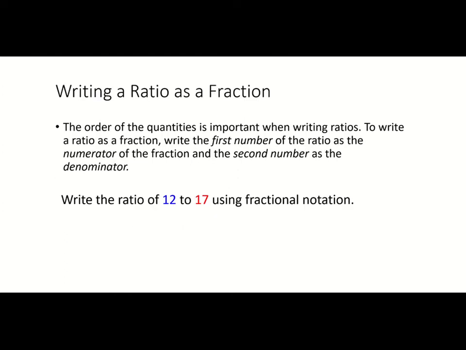One important thing to note when you write a ratio, if you have the ratio written out in words, the first part of the sentence is always the first number in the ratio or the numerator. The second number is your denominator. So if I were to write the ratio of 12 to 17 using fractional notation, my 12 would go on the top and 17 would go on the bottom. And whenever you write a ratio, again, the part before the "to" is the first part of the ratio, the numerator, and the second part is the denominator.